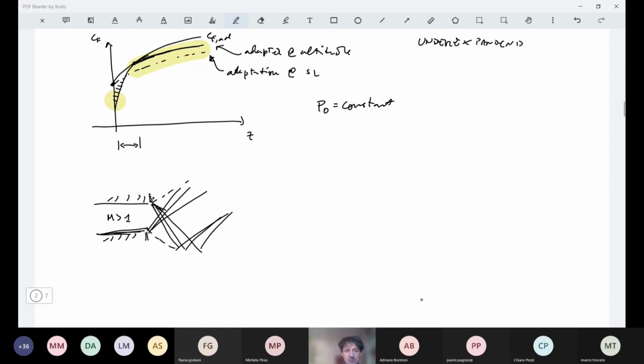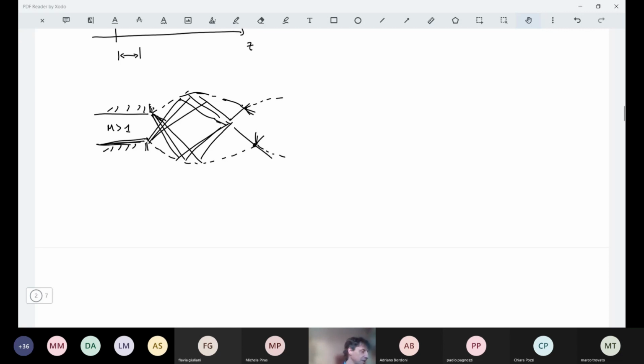Then reflected compression, and the jet changes curvature here. And this can become a shock, and then this will be reflected as an expansion here. We have a further expansion. Something like this. And what we see in the real case is a jet that becomes larger than the nozzle just after the exit, and then continues with a series of expansions and compressions.